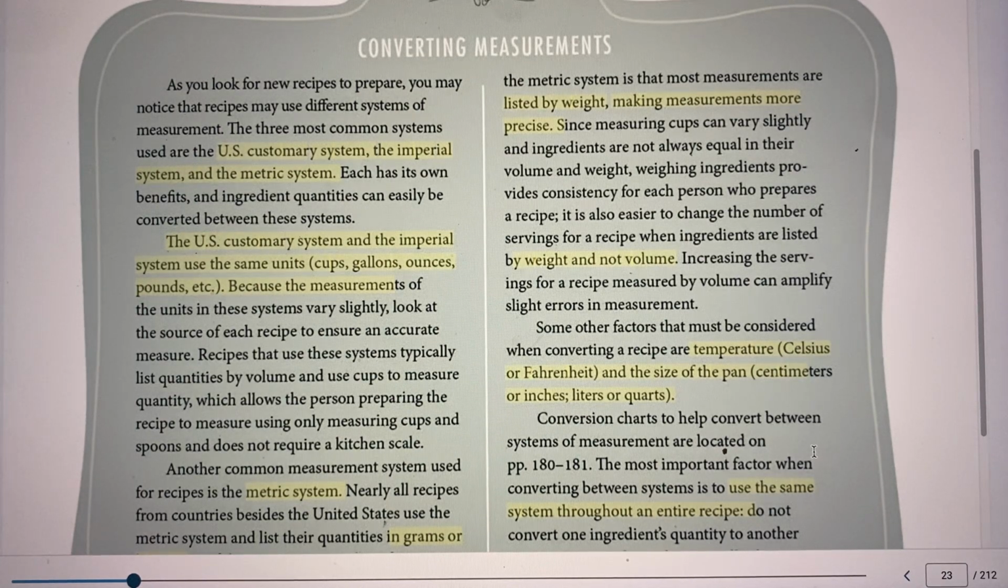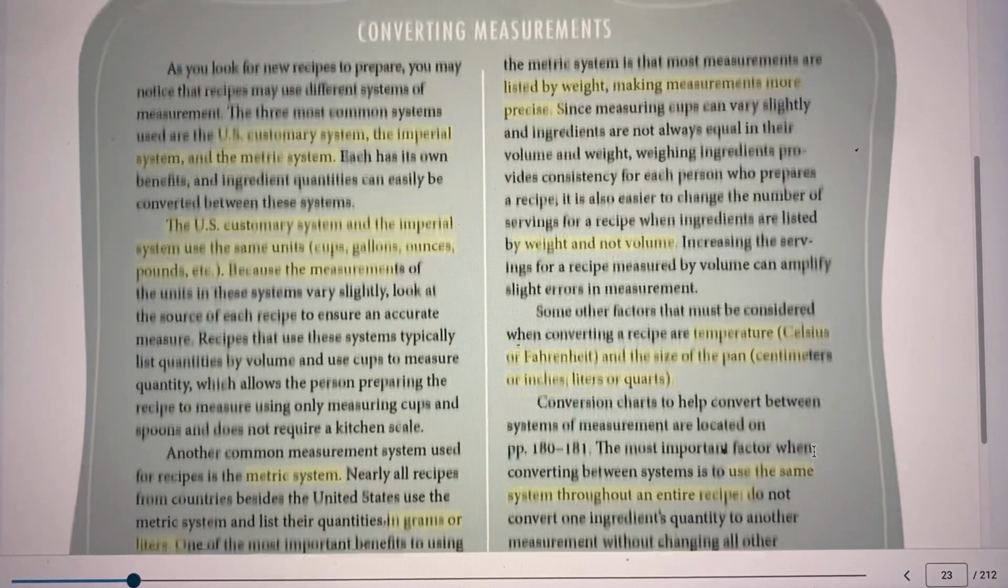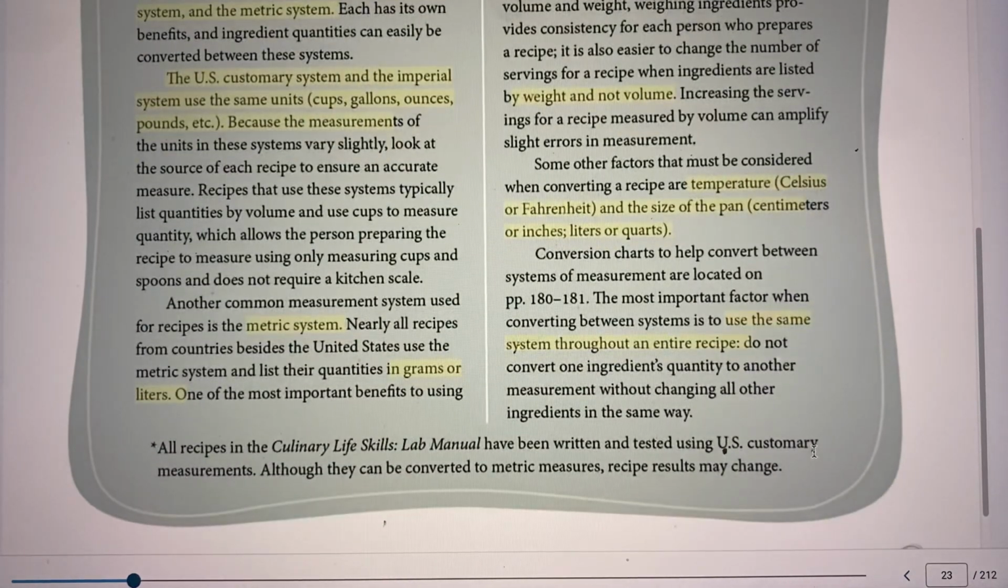Some other factors that may be considered when converting a recipe are temperature, Celsius. Are we going to use Celsius, or are we going to use Fahrenheit? Most of our recipes in America go by Fahrenheit, although there are some Celsius scales these days. The size of the pan could be centimeters, inches, liters, or quarts. So it's pretty important that you know what measurements you're using.